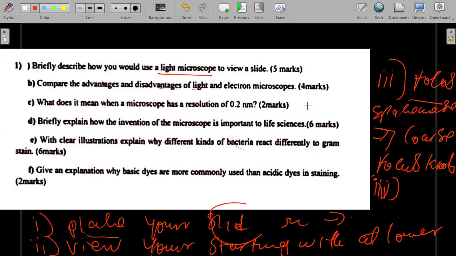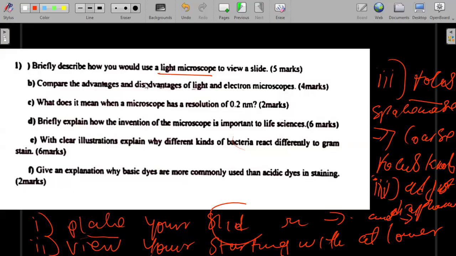So you adjust the diaphragm. You are going to adjust your diaphragm and light, isn't it? You regulate the amount of light using the diaphragm, because you want to get a clear image here. You adjust the diaphragm and the light so that you get a clear image. That's the fourth step.